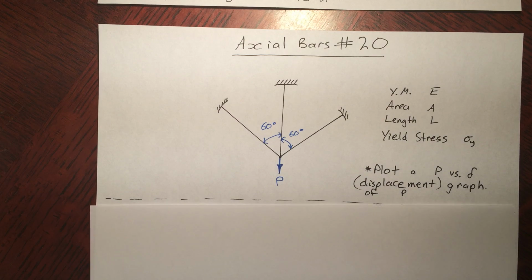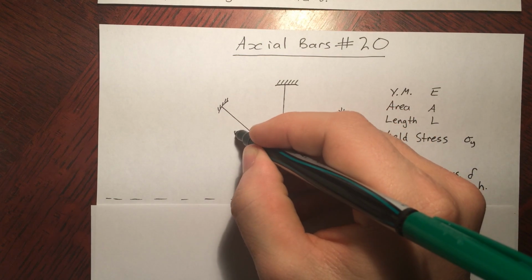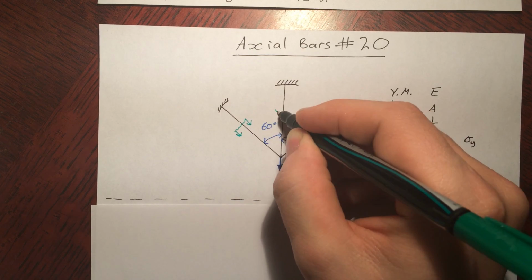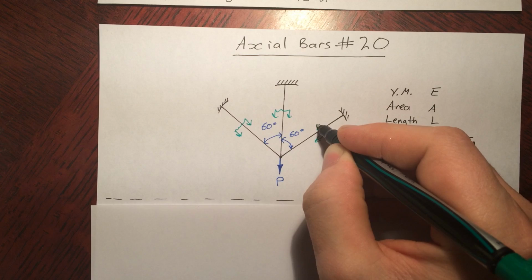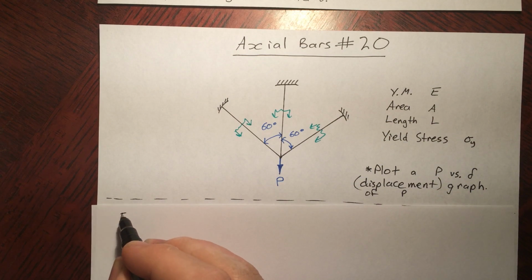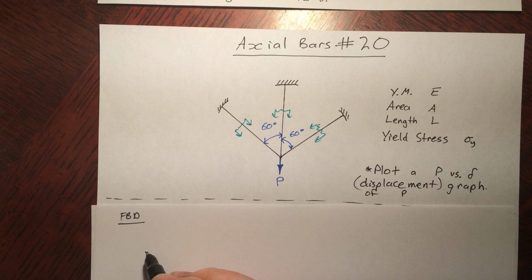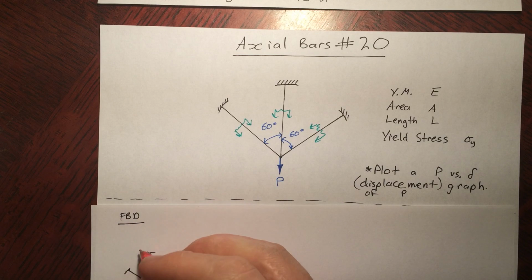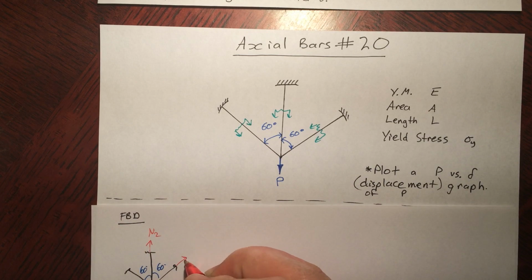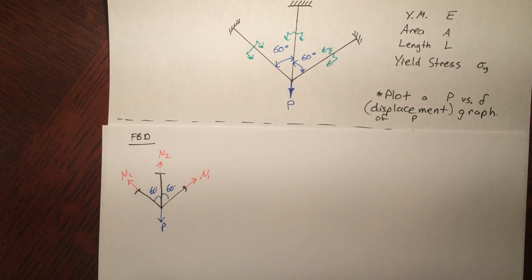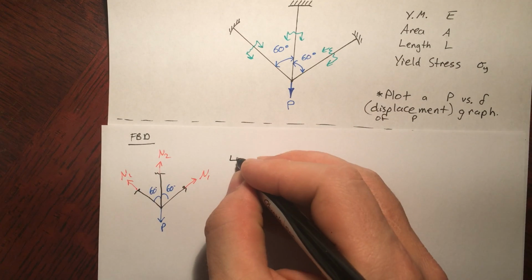So let's go into this. We make some cuts right here, and we'll of course look this way. I'll get a free body diagram of that piece. There we go. P, 60 degrees, and we have some normal forces, of course, in here. Let's just call this N2, this N1, this N1. Okay, now label some direction to do the sum of the forces.